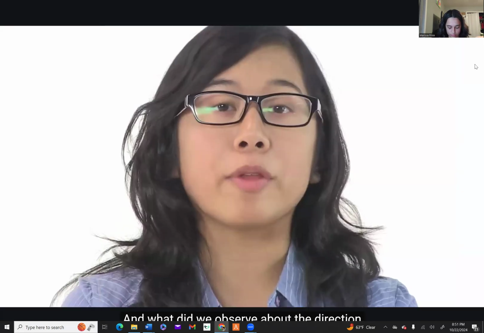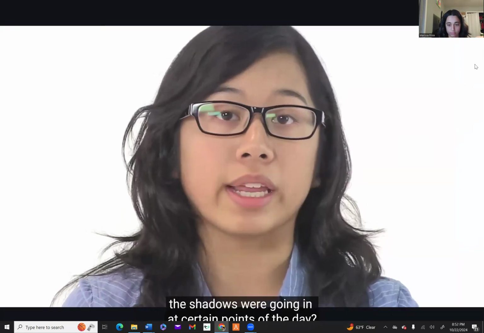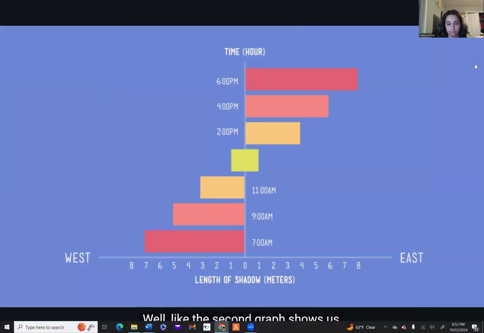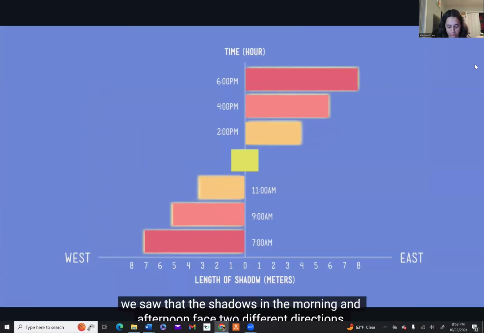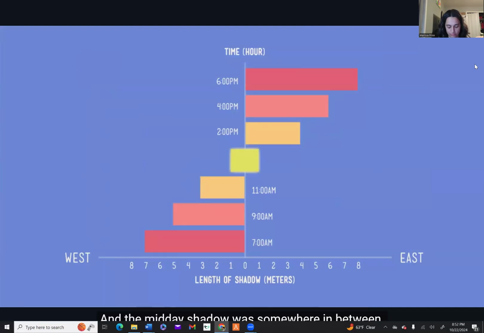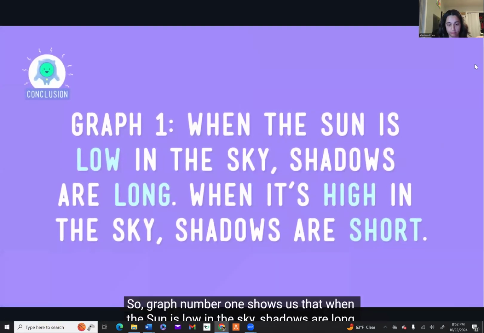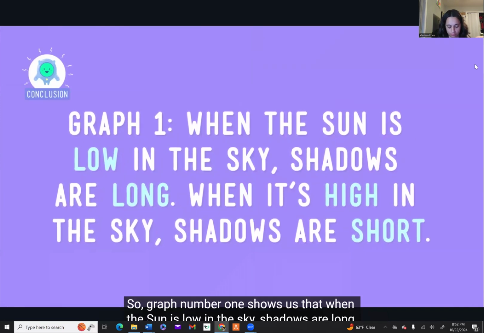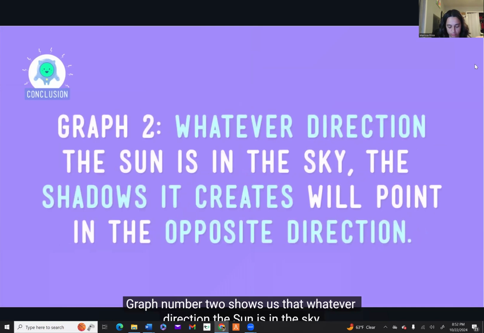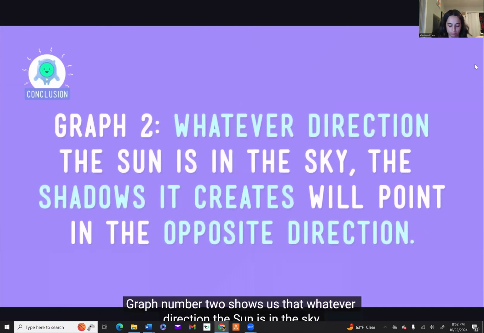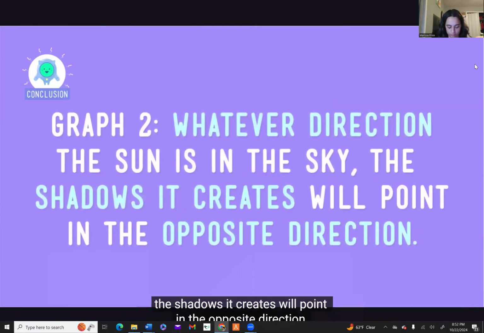And what did we observe about the direction the shadows were going in at certain points of the day? Well, like the second graph shows us, we saw that the shadows in the morning and afternoon faced two different directions, and the midday shadow was somewhere in between. So graph number 1 shows us that when the sun is low in the sky, shadows are long. When it's high in the sky, shadows are short. Graph number 2 shows us that whatever direction the sun is in the sky, the shadows it creates will point in the opposite direction.